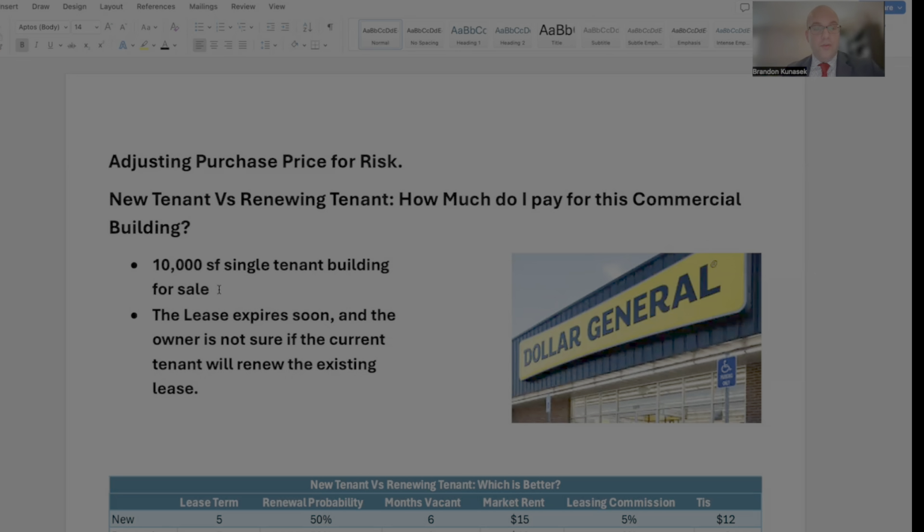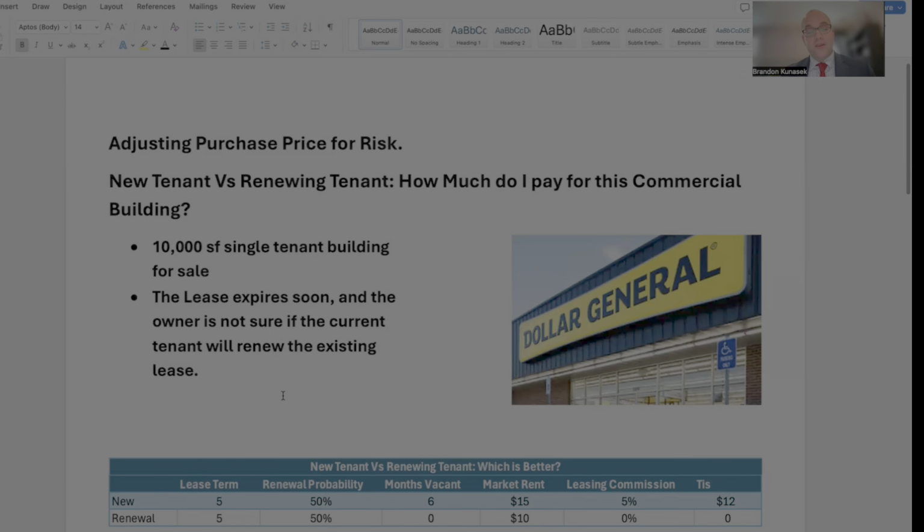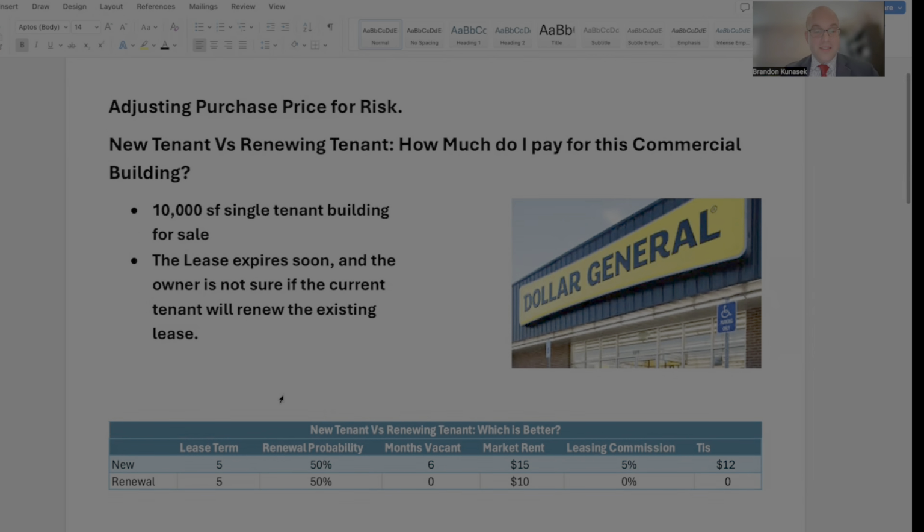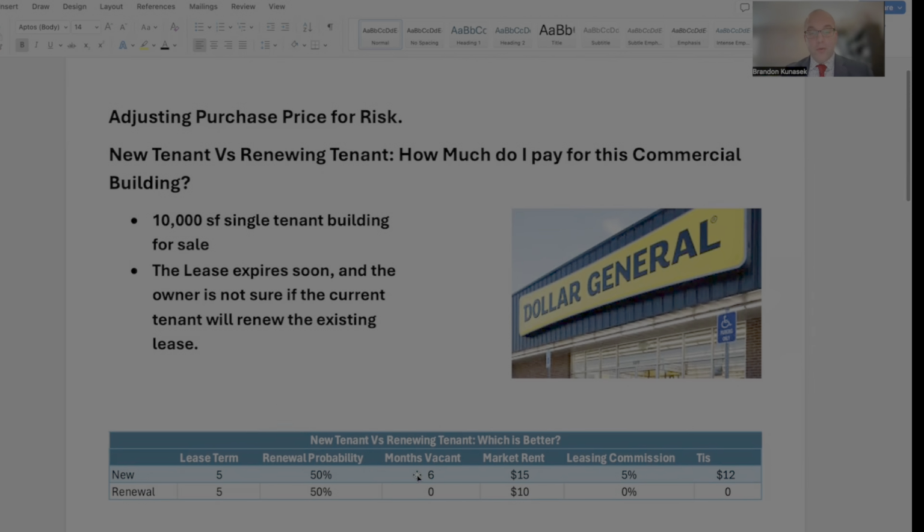Now, the building itself is a Dollar General. It's a 10,000 square foot tenant building for sale. The lease expires soon, and the owner is not sure if the current tenant will renew the existing lease. So I've laid out a model for us here in this chart. Basically, if you have a new tenant, the lease term is going to be 5 years. The renewal probability of that happening is 50%. We're going to give a safe estimate that the building could be vacant for up to 6 months while that agent hunts for a new commercial tenant for that property. So we've got 6 months of vacancy on our hands.